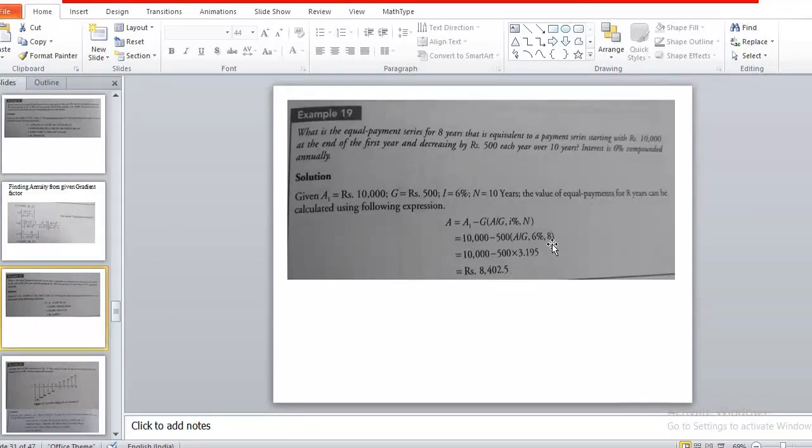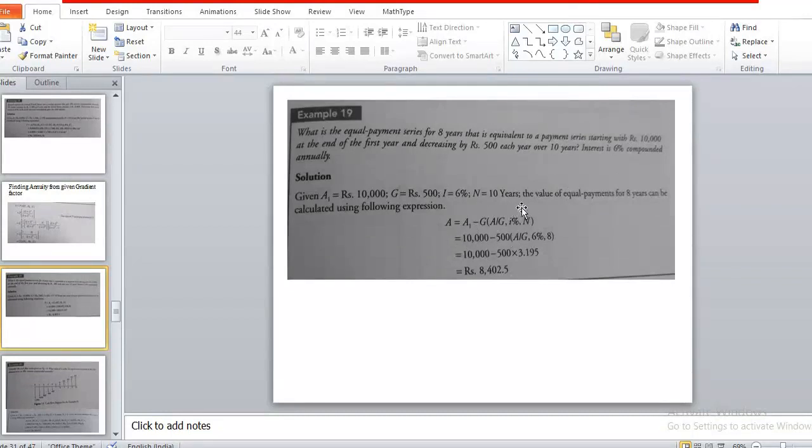So N is considered as 8. We have to find that annuity equivalence with a decrement of 500 each year, at a compound rate of 6%. With this consideration, we have to find the annuity value for the 8 years. So this final annuity value A is A1 minus the gradient term, where A1 is nothing but 10,000, the starting value.